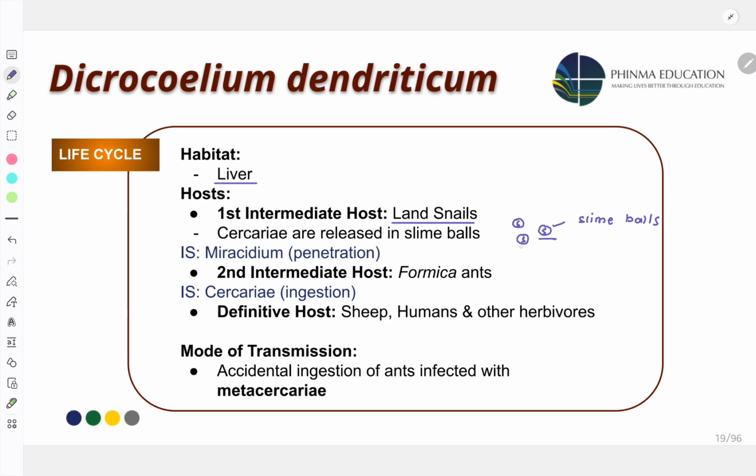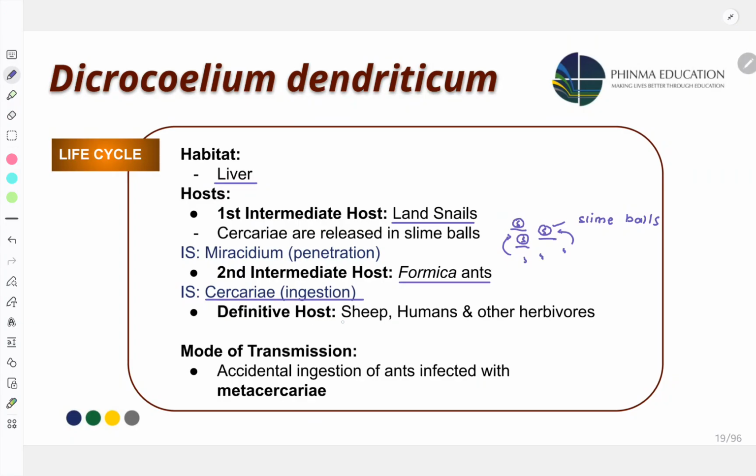So basically, they release slime balls, no? They cough up slime balls. Tas this slime balls will be ingested by your second intermediate host, which is your Formica ants, no? So your Formica ants, for example, will eat this, no? Ang slime balls. And then your secondary intermediate host will ingest the cercariae within those slime balls, no?